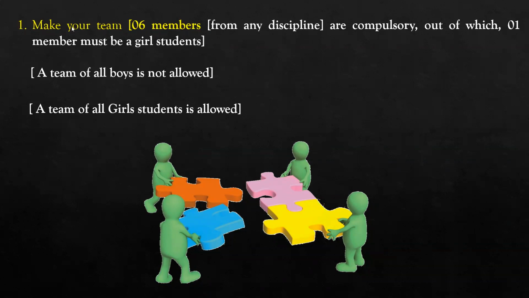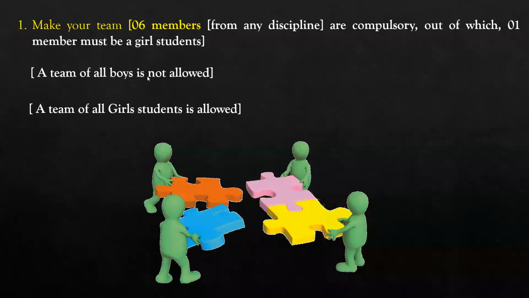Sir, can we take more than 6 members? Yes, you can take more. One girl student must be there in the team. A team of all boy students is not allowed, but a team of all girl students is allowed for the SIH. That is the minimum requirement: minimum 6 members. You can take 6 or 7, more than 6 also. Preferably, go for students from other disciplines. That is the advantage for you. So this is the first step.